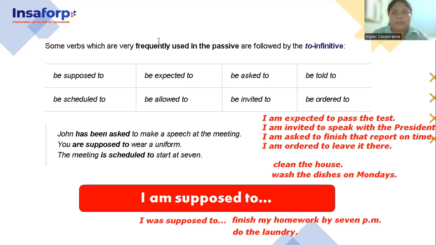Wendy, read your example. I was supposed to finish the other course in English. Okay, I was supposed to finish the other English course. Or you can improve that sentence. I was supposed to finish another English course. Okay, you can check that. Jose? I was supposed to study in vacations. Mm-hmm. On vacations, on holidays. Okay, Karen?